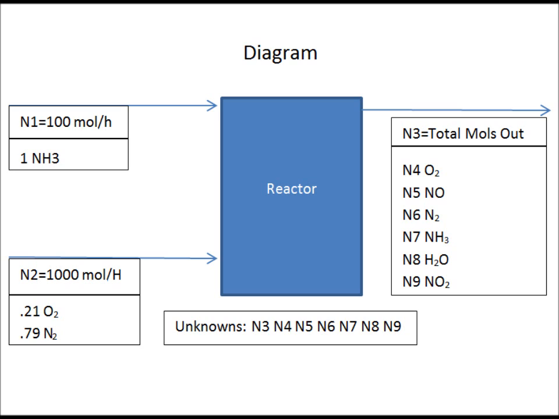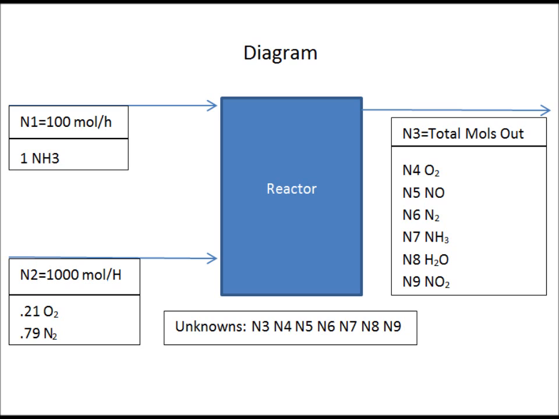To begin with, we start by drawing a diagram. There are two streams going into the reactor and one stream going out. N1 is 100 moles per hour of NH3. N2 is 1000 moles per hour of air, which is 0.21% O2 and 0.79% N2. Going out, we have N3, which is the total amount of moles out. N4 is the amount of O2, N5 is the amount of NO, N6 is the amount of N2, N7 is the amount of NH3, N8 is the amount of H2O, and N9 is the amount of NO2.